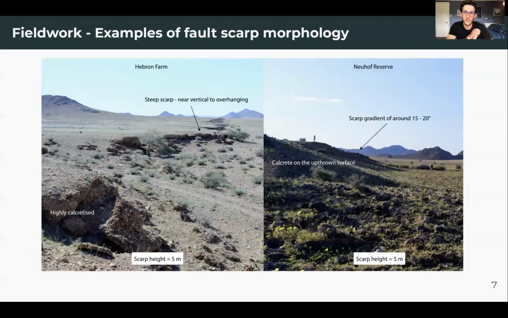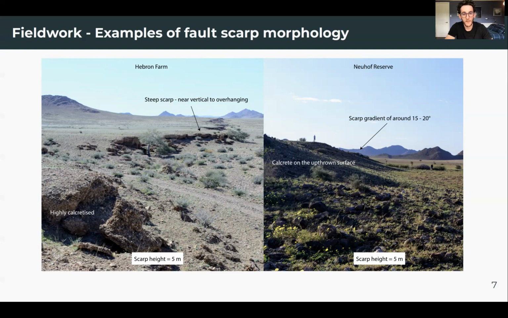So let's take a look at a couple of field photos. What we see here are two of the fault scarp morphologies that we observed. This is the center of the fault scarp. We have a very sharp scarp profile, often with almost no rounded crest, and a vertical, sometimes overhanging, free face. What's unique to this sort of morphology is that it's highly calcretized.